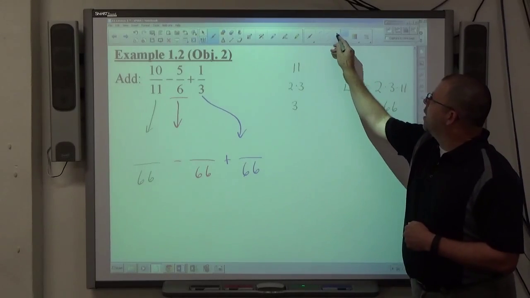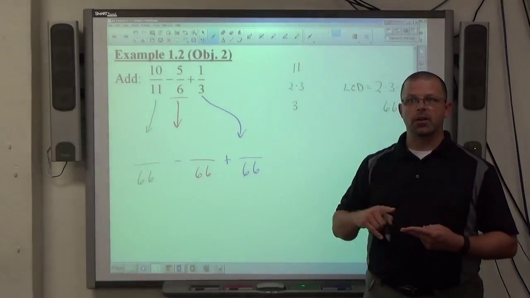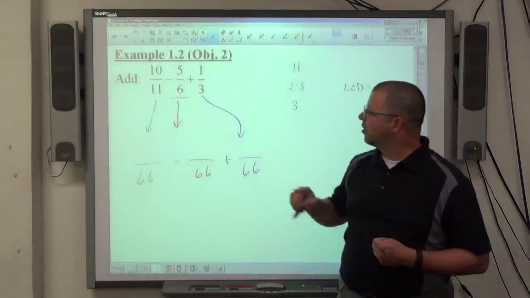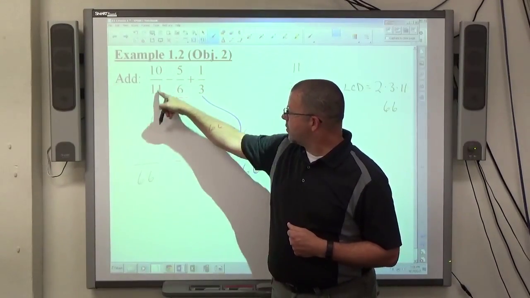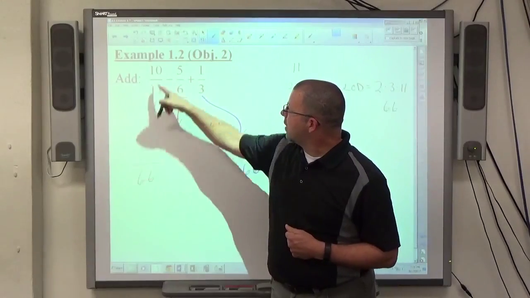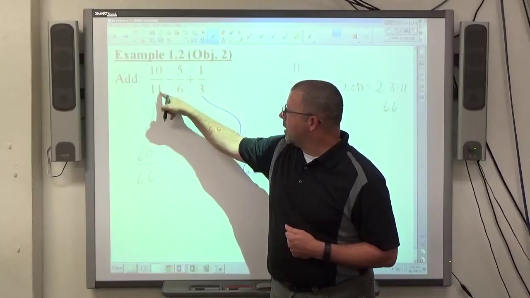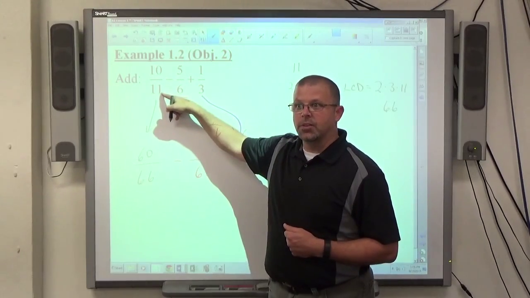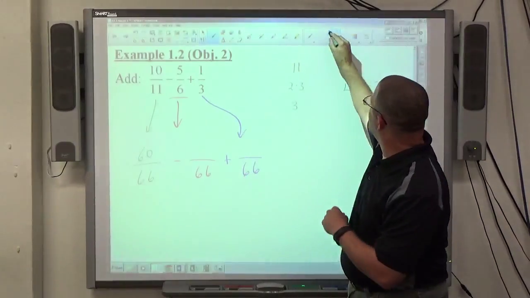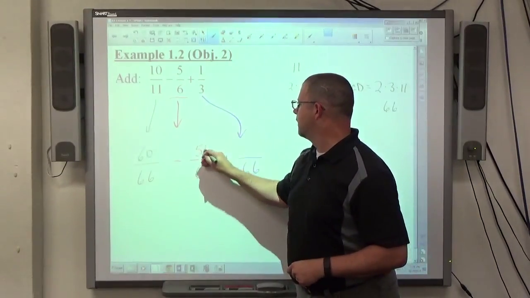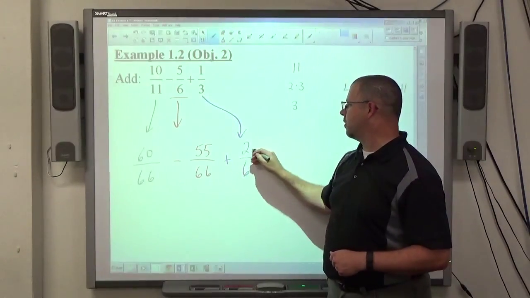Then each problem is a question and answer session. What was the denominator? What did I do to make the new denominator? I have to do the same thing to the numerator. So what did I do to 11? Times 6, right? 11 times 6 is 66. So I have to do 10 times 6 is 60. I have to multiply this one times 6 because it's times 6. The second one, what do I have to multiply by? 11. So I have to multiply the top by 11. And the third one, what do I multiply by? 22. So I have to multiply the top times 22.